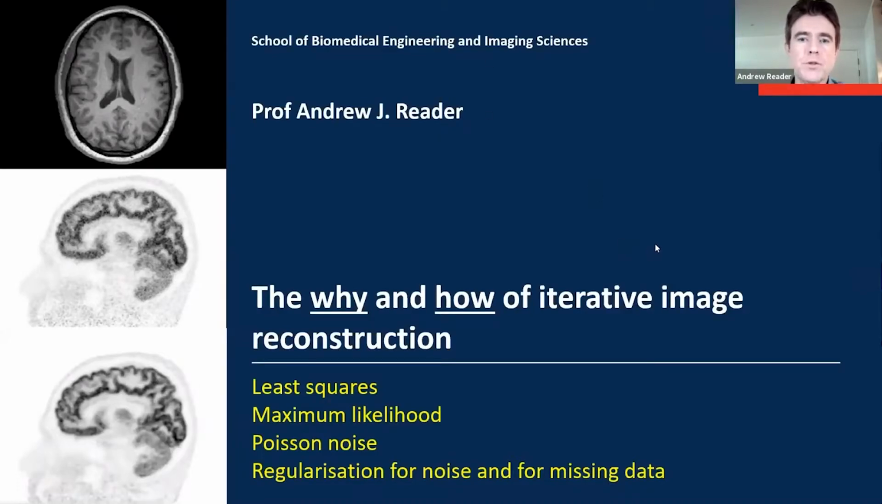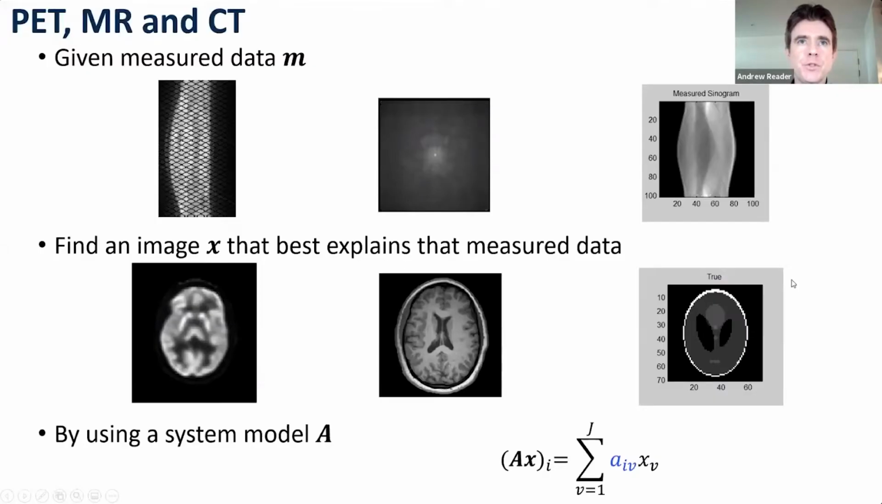Okay, so this is going to be looking into the theoretical background of iterative image reconstruction. I'll be covering least squares, maximum likelihood, and also regularization. So this is the basic situation where we have some measured data.